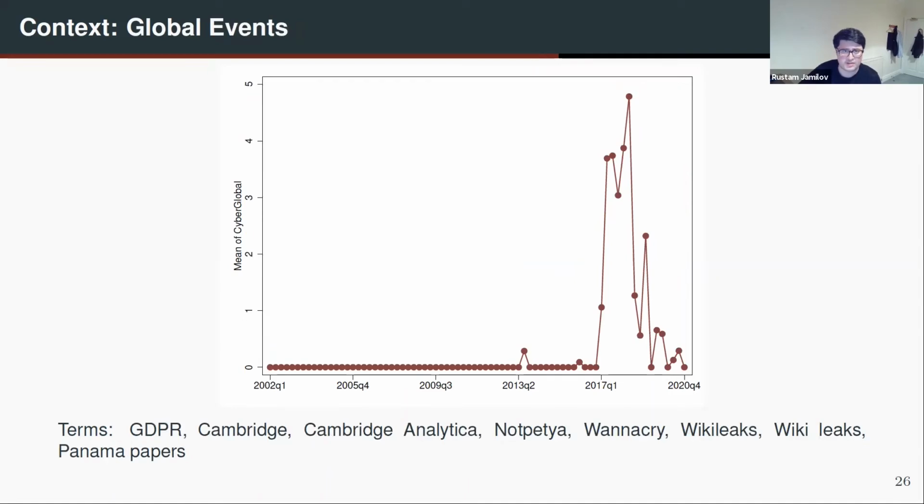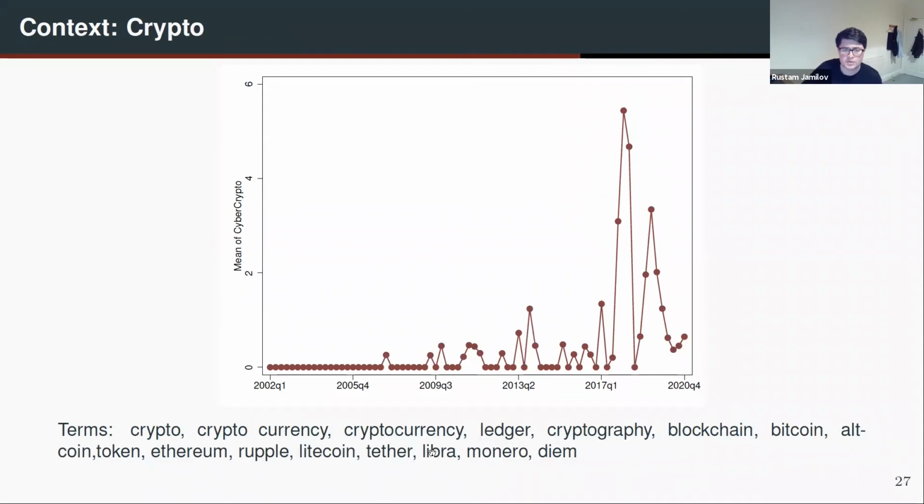So some of the global events are in our global event category. So the NotPetya, WannaCry, Cambridge Analytica, WikiLeaks. So it spikes around the WannaCry attack. So we managed to pick it up, but not much else. So maybe we will expand some terms here as well. So the crypto category is very interesting. So I will tell you why right now.